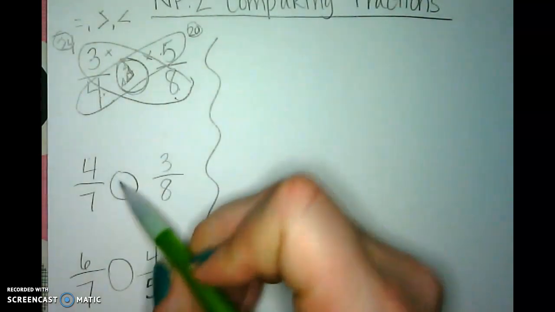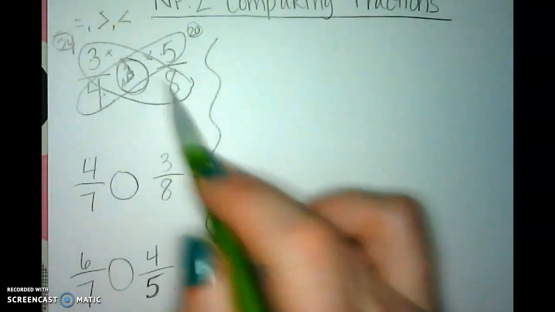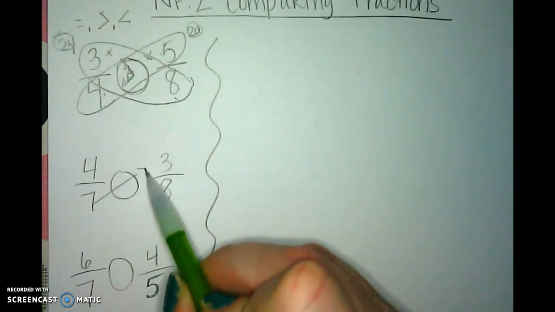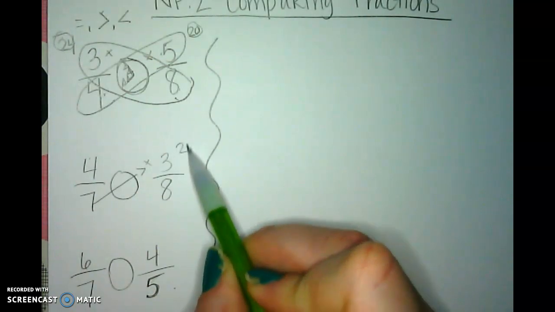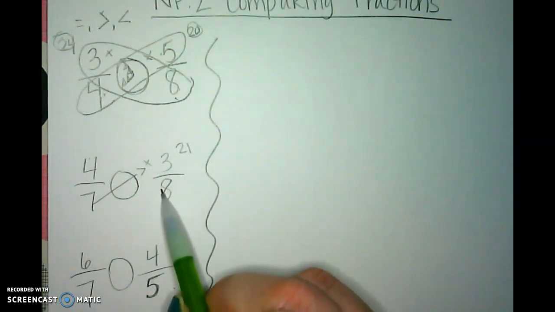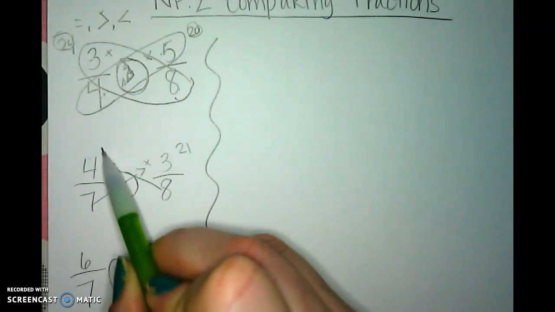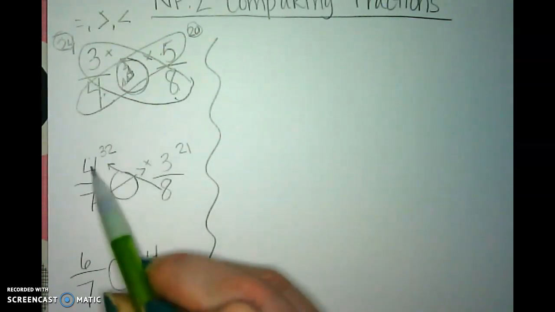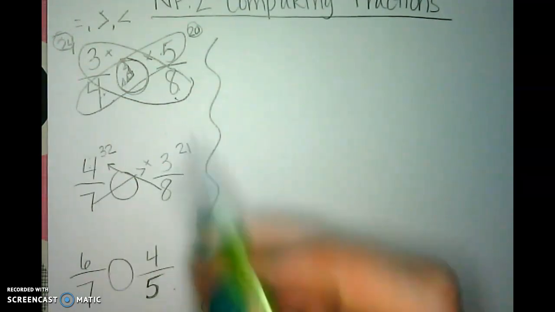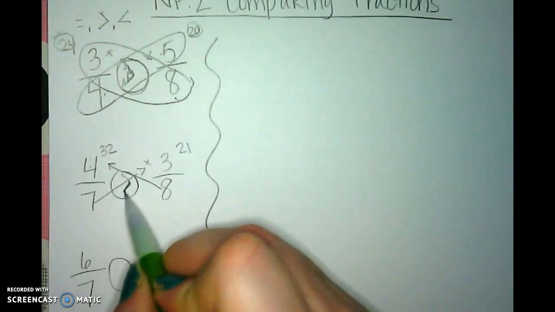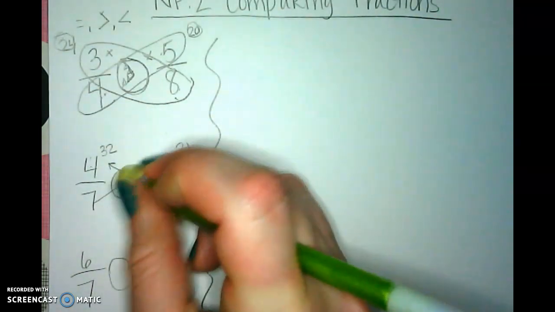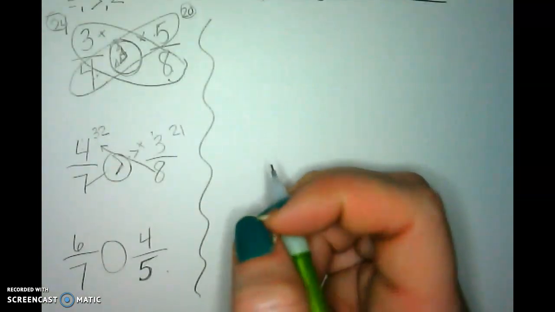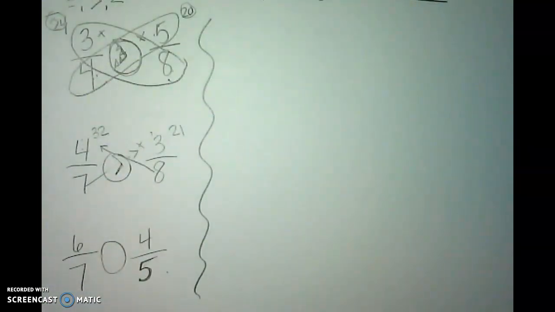The next one, same deal. You don't have to draw the little lines if you don't want to, so on this one, I'm not going to. I'm just going to say 7 times 3 is 21. 8 times 4 is 32. So which one would be bigger? That would be the 4/7. So again, I'm going to do this. If you tend to draw a line through the middle of your little circle, remember, I always ask you to erase it just so I can tell exactly what your sign is.